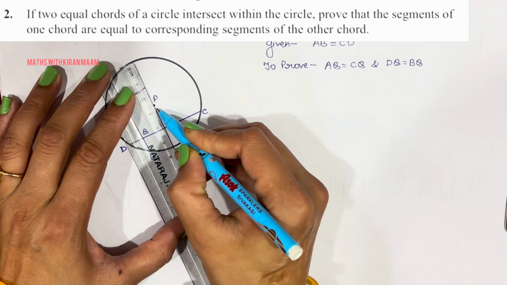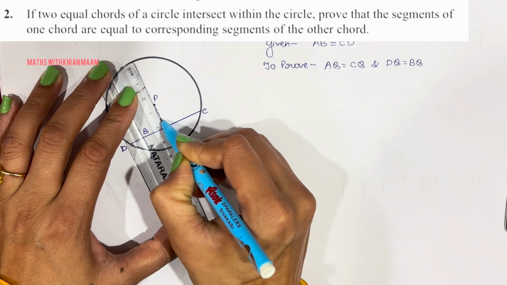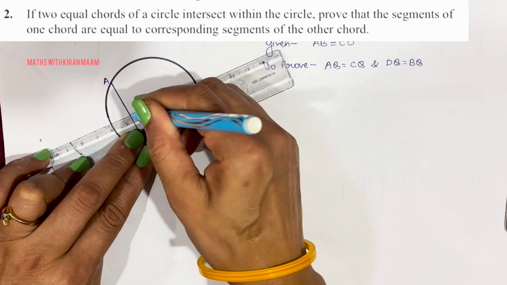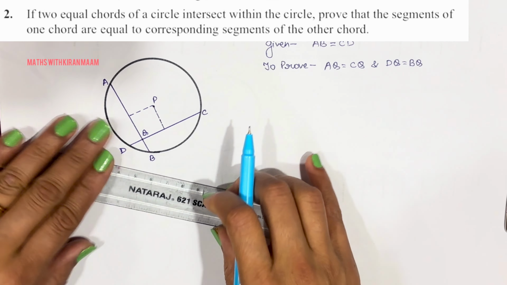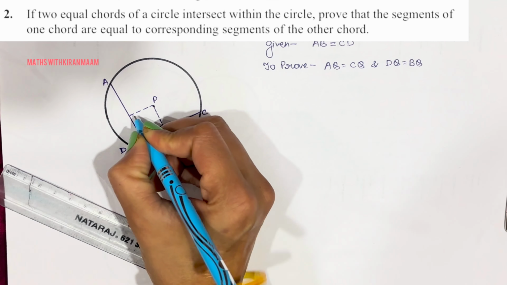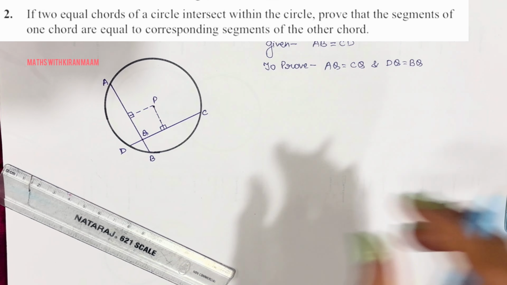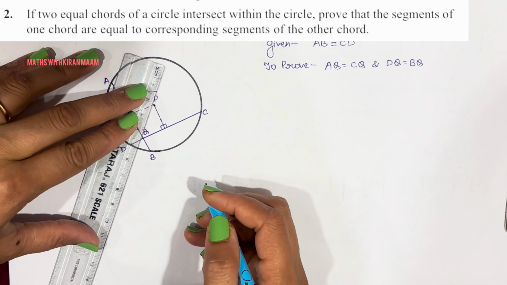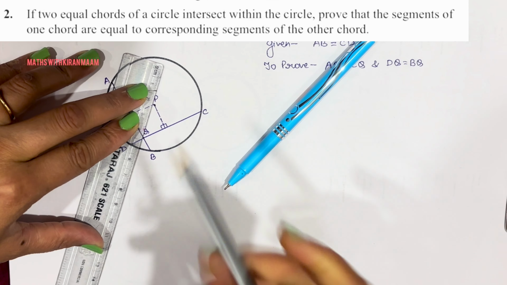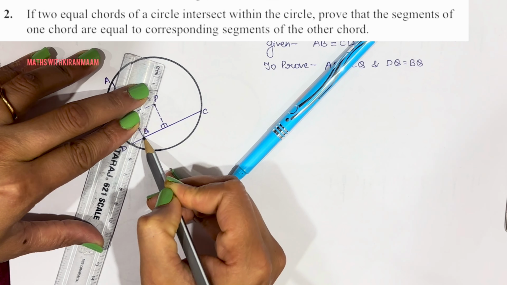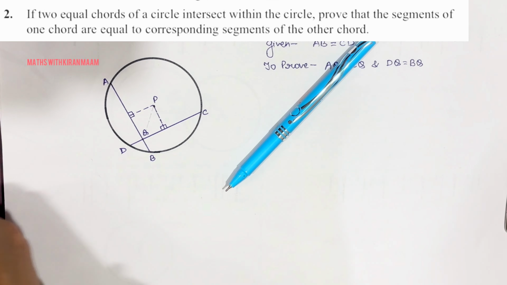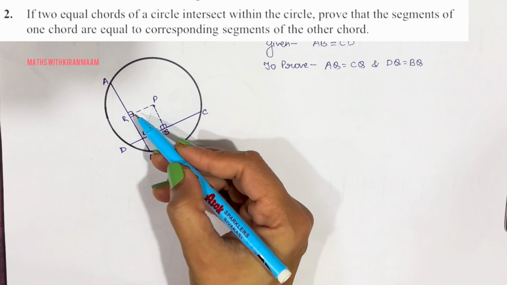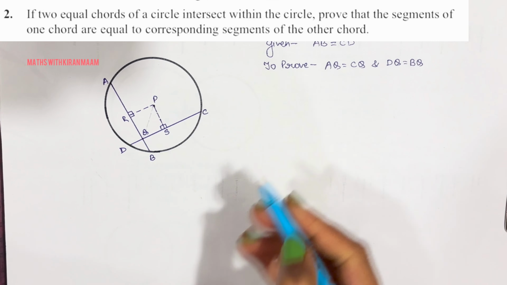Now we will draw a perpendicular from the center to the chord. It's a theorem that the distance from the center to the chord is always perpendicular, and also it bisects the chord into equal parts. Means it bisects the chord. Now we are going to join PQ, means the center and the intersecting point of both the chords. Let's label the feet of the perpendiculars as R and S.